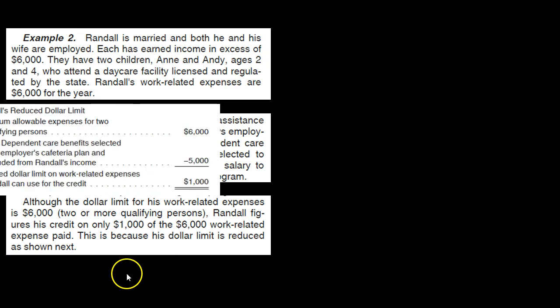Although the dollar limit for his work-related expenses is $6,000 for 2 or more qualified persons, Randall figures his credit on only $1,000 of the $6,000 work-related expenses. This is because his dollar limit is reduced as shown next.